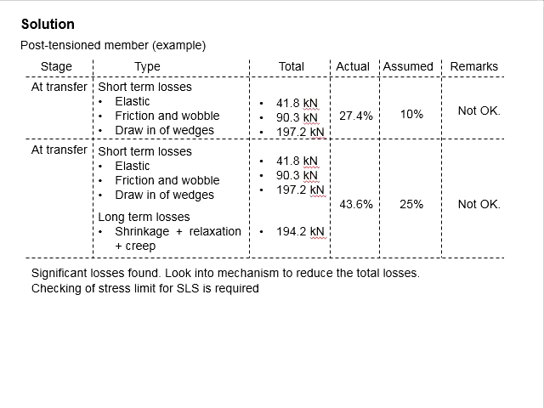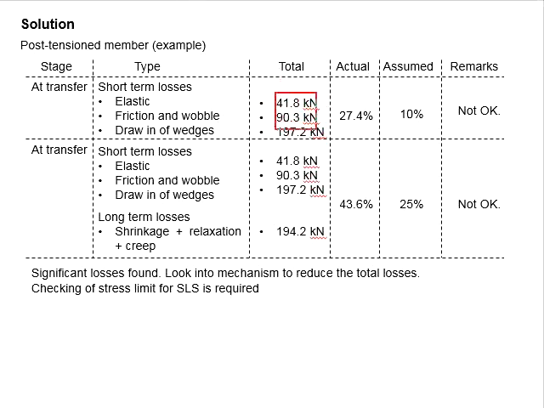Let's say now we take another example for a post-tension member with the eccentricity equal to 0 at the support and equal to 450 at the midspan. The tendon is stressed successively. Because the tendons are stressed successively, there will be elastic losses, which is calculated as 41.8 kN. Due to the curvature of the tendon, and it is a post-tension member, there will be friction and wobble and also draw-in of the wedges. Let's say the losses are calculated here.